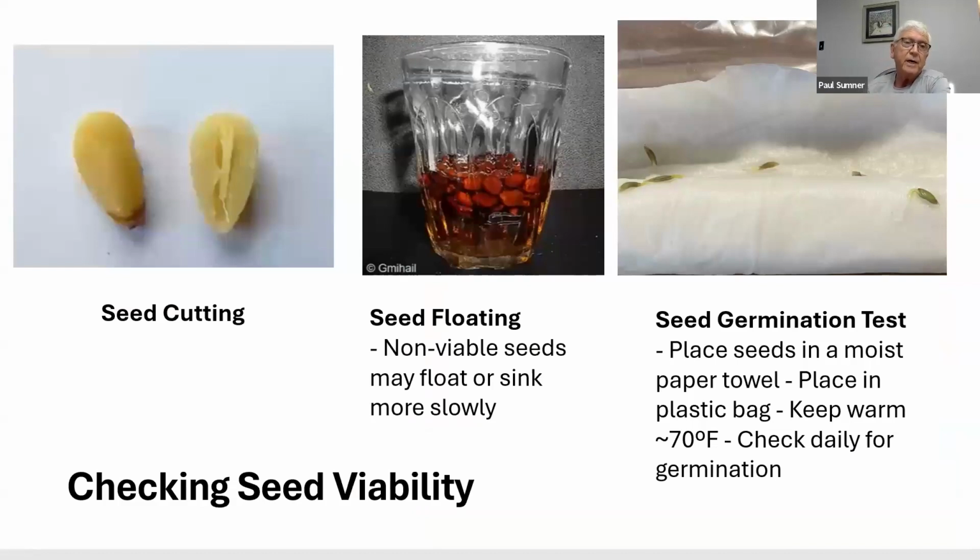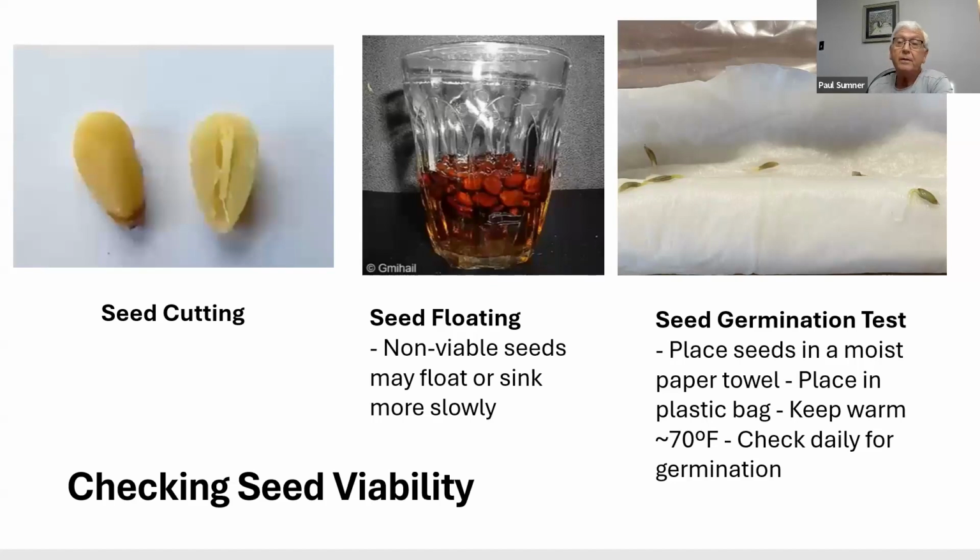All right, checking for viability, or how we know if the seeds are good or not. One way is taking a magnifying glass and a razor blade and cutting the seed in half, and looking at the germ to see if there's actually a good germ in there. A second way is to float the seed. Non-viable seed, bad seed, will float on top, and your good seed will sink.